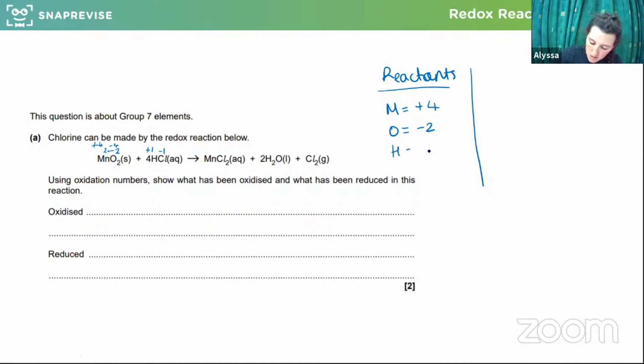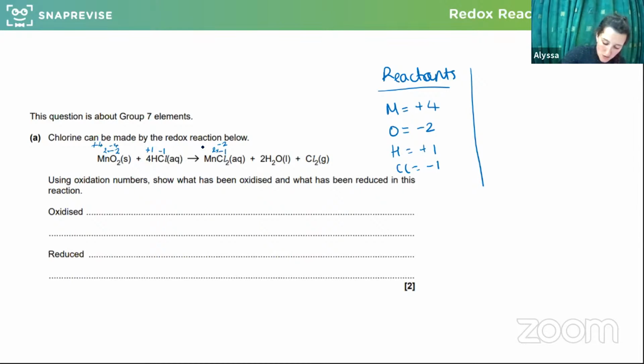So hydrogen +1, chlorine -1. Then manganese chloride. So here, again, manganese is our transition metal, so that's the one that's going to be more variable. So I'm going to start with chlorine. I'm going to assume, therefore, that chlorine as a halide is going to be -1, and there's 2 of them. So the total negative charge is going to be -2, which means my manganese needs to be +2.